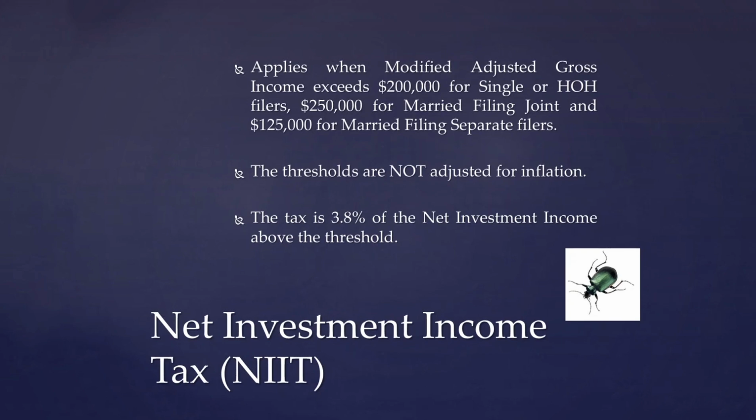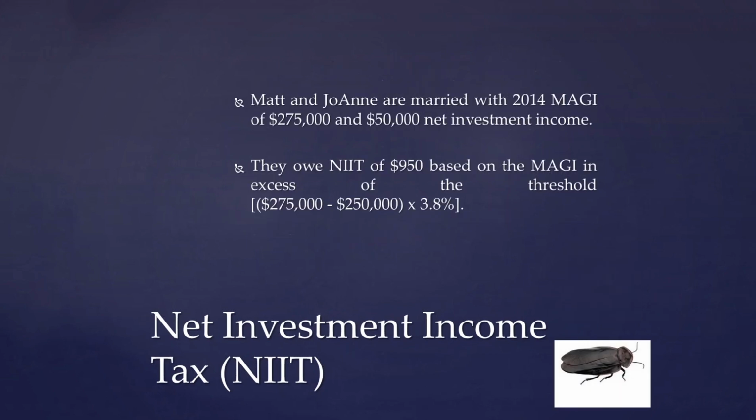But again, this tax is going to be 3.8% of the net investment income that's above that threshold. So if someone is married filing joint and they make $275,000 and some of that money comes from investments, then 3.8% of that is going to be subject to tax. And here's an example.